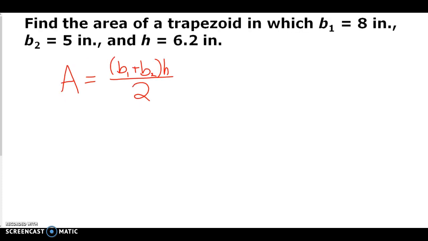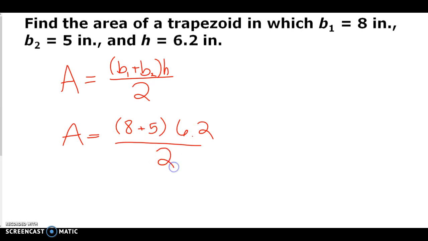So in this example, we're given all the information we need to find the area. One thing I know: we have height is 6.2. What's something else I know? The first base is 8. First base is 8. Something else? The second base is 5. And divide it by 2.